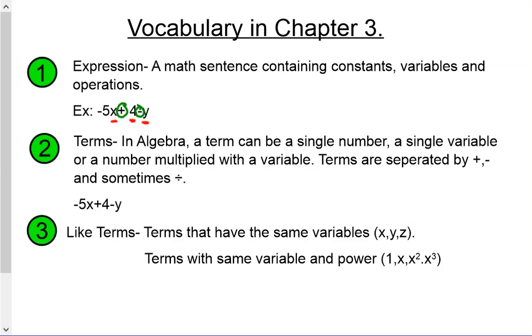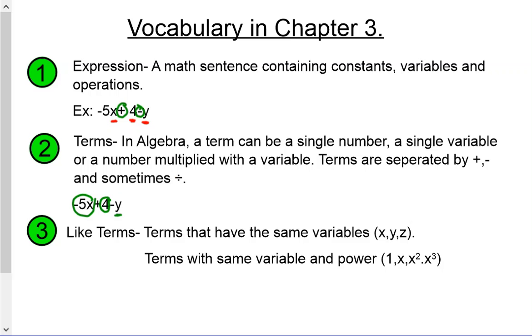Number 2, terms. In algebra, a term can be a single number, a single variable, or a number multiplied with a variable. And terms are separated by addition, subtraction, and sometimes division. In this example, you can see we have a single number, which is the 4. We have a single variable, which is the y. And we also have a number multiplied with a variable in this negative 5x.